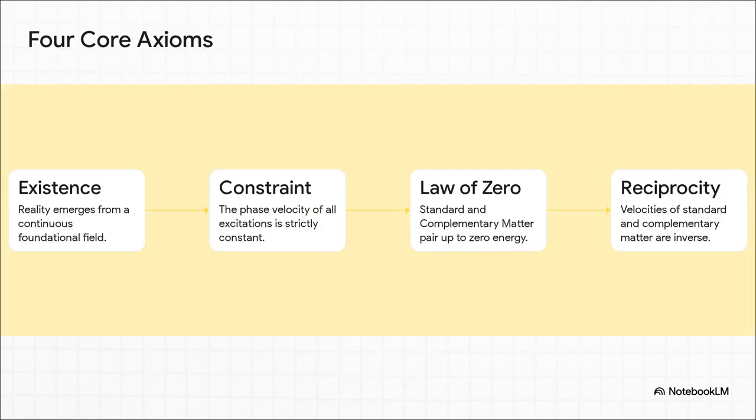And this elegant theory is built firmly on just 4 foundational axioms. You don't need any extra justification for them. Axioms 1 and 2 just establish that the field is continuous and fix its phase velocity right at the speed of light. Simple enough. But the real game-changing insight hits us in axioms 3 and 4. The law of 0 pairs our everyday standard matter, you, me, the Earth, with a negative mass counterpart called complementary matter. They perfectly cancel each other out, meaning the total net energy of the universe is exactly 0. Following that, geometric reciprocity inextricably links their movements together, almost like 2 perfectly synchronized dancers.